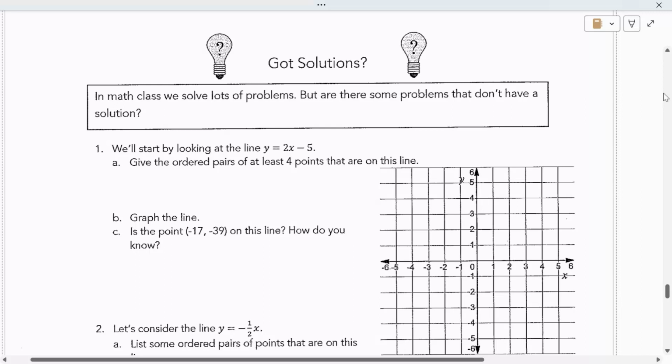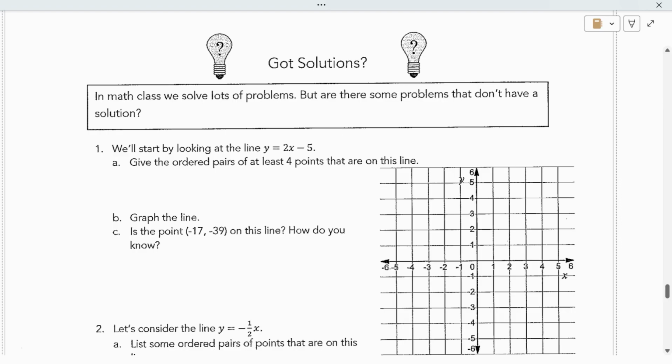So in math class, we solve lots of problems that don't always have a solution, right? So let's look at a couple of examples of problems that maybe don't have a solution. We're going to start by graphing y equals 2x minus 5.